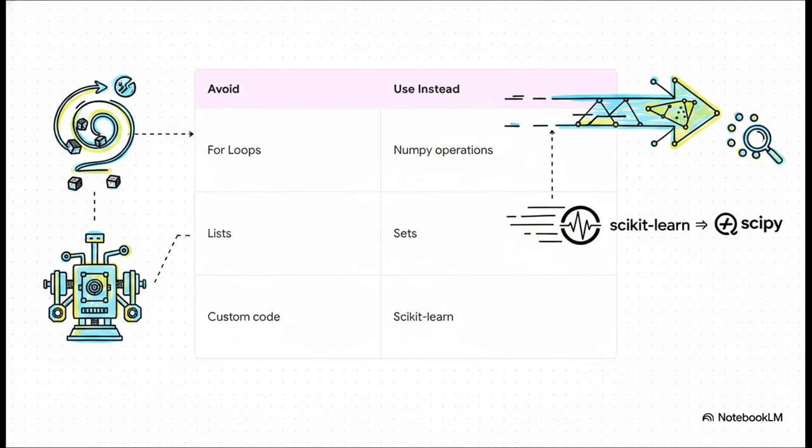Stop using slow for loops and start leveraging NumPy for lightning-fast matrix operations. If you're just checking if an item exists in a collection, please stop using lists and use sets. They are designed specifically for fast lookups. And perhaps most importantly, stop writing custom scientific code. Use libraries like scikit-learn and SciPy. They were built by experts and have operations implemented in C for absolute maximum speed.